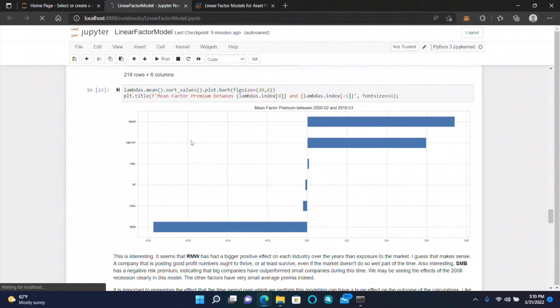And we can see that exposure to the market, the excess return on the market, was actually very important, which is interesting. A lot of stocks are very correlated with the market and have relatively high market premiums. We can see that these three, high minus low, the risk-free rate, and conservative minus aggressive, didn't really matter, which is cool. And small minus big was actually negative, which means that relatively big corporations did better than relatively small corporations between February of 2000 and March 2018.